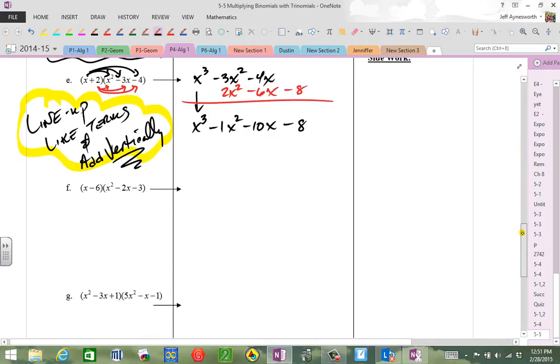Here we go, okay? This is only if you've done F already. So here we go, let's check your work. X times x squared is x cubed. X times negative 2x is negative 2x squared. X times negative 3 is negative 3x.